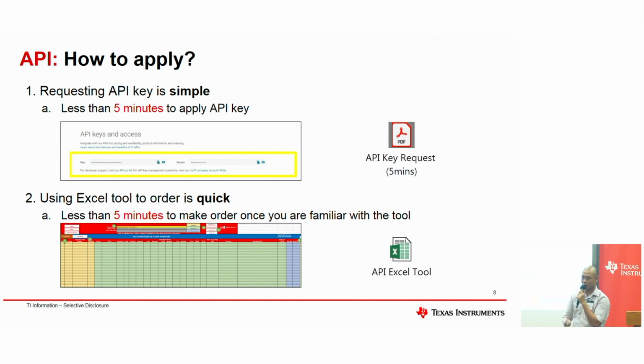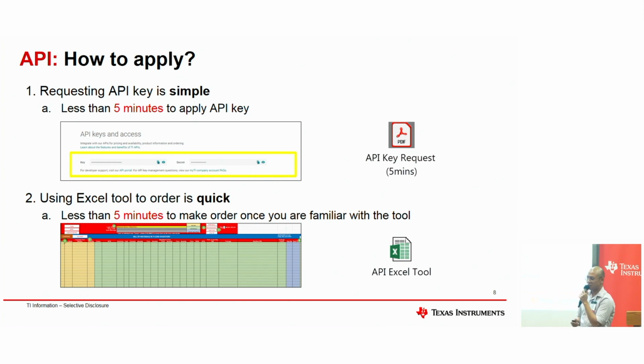Okay, so just now I talked about what an API is. An API is like a waiter that helps you go directly into the TI system to get data from the database. And why do we want an API? Because we want to provide our customers with a better service when they order from TI.com. The next thing is how to apply for an API.